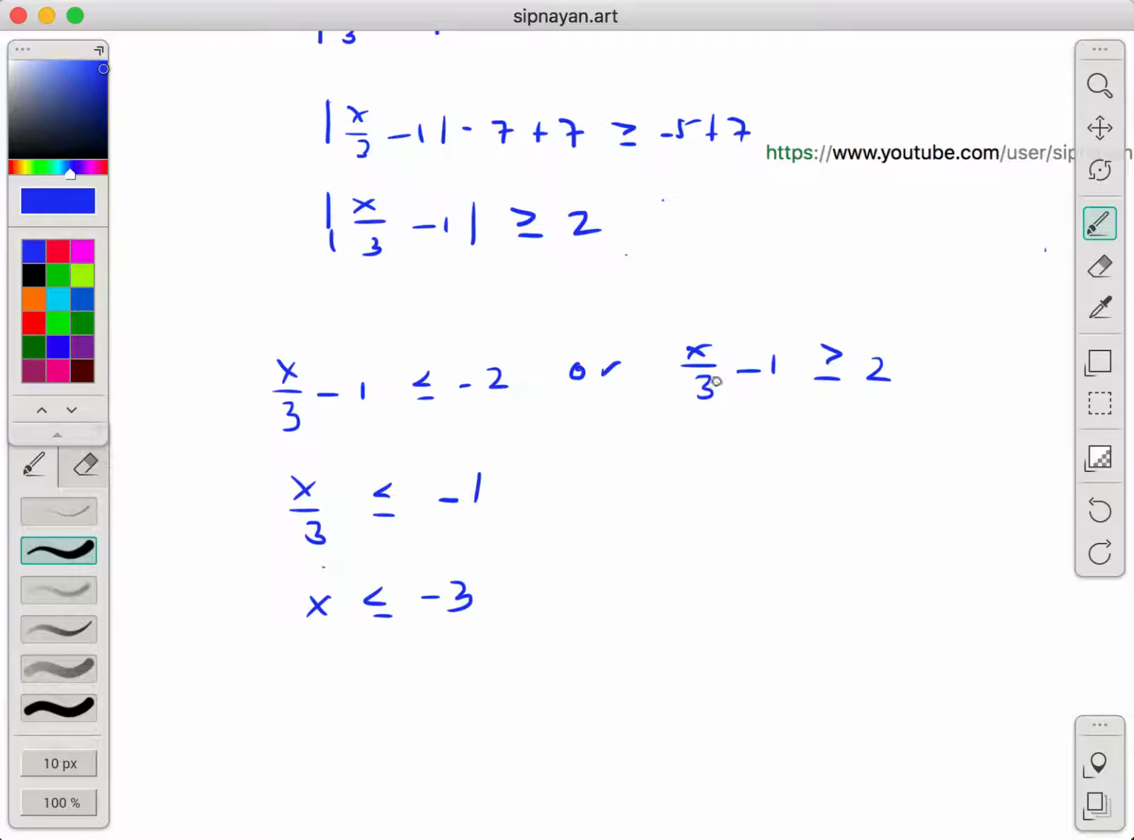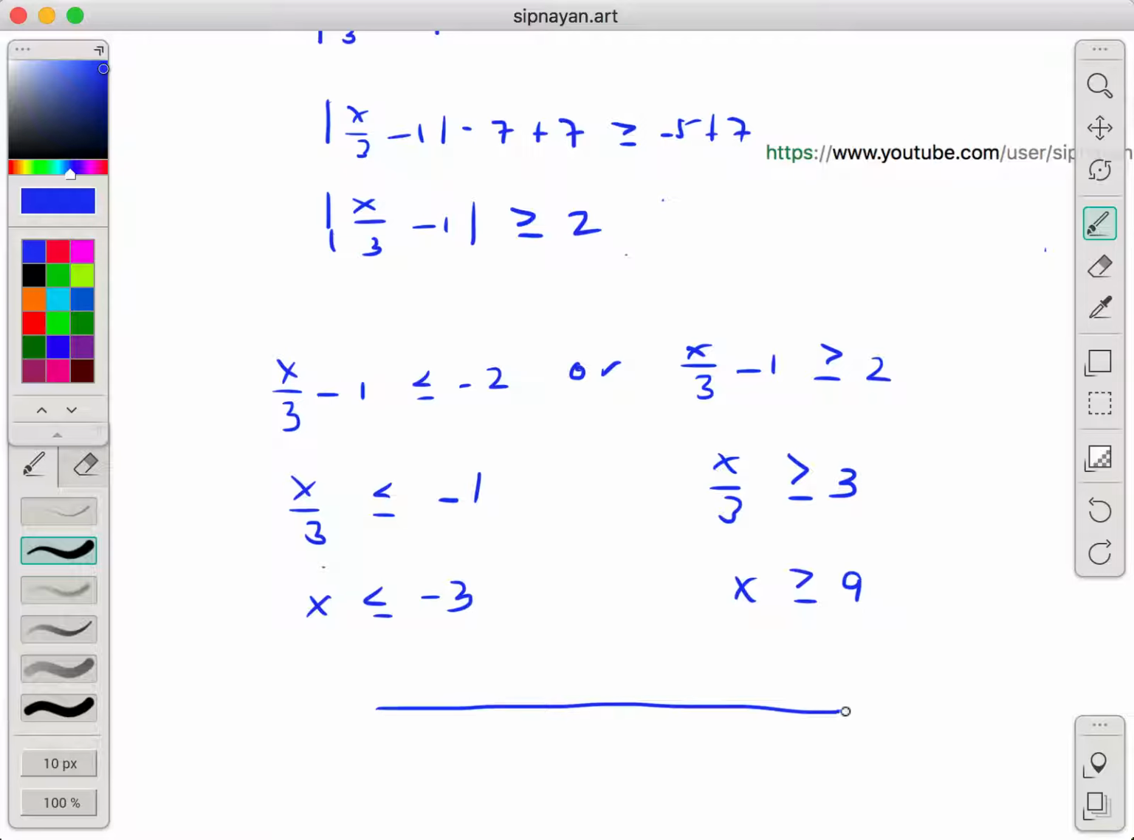Tapos yung sa or part ko, dito sa kabila, magpa-plus 1 din ako dito. So, x over 3 minus 1 plus 1 is greater than or equal to. Pag nag-plus 1 ako dito, magpa-plus 1 din ako dito, magiging 3 siya. So, again, I multiply both sides by 3, I'll have x is greater than or equal to 9. Pag minultiply ko ito ng 3, makakancel siya, x na lang matitira. Pag minultiply ko ito ng 3, magiging 9 siya.